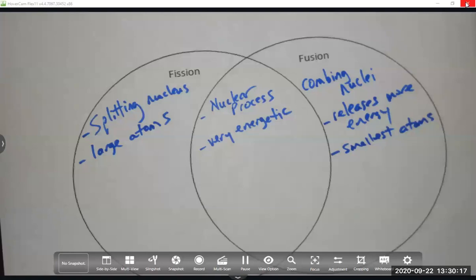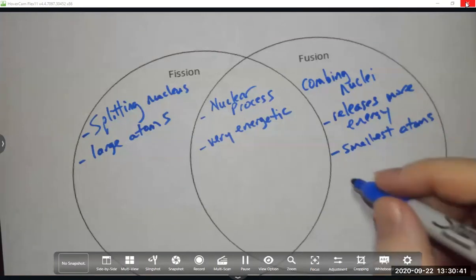Now, with that being said, it is not impossible. We've even seen the video of how they made element 114, and that was by getting calcium to fuse to plutonium. So it is possible. It just becomes very energetic. In nature, fusion can only occur in the stars. That's the only way you can get enough energy to do that.